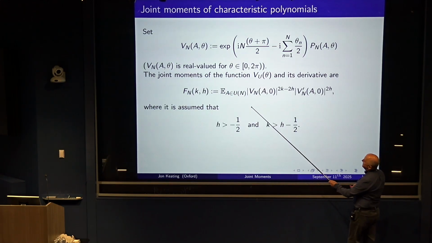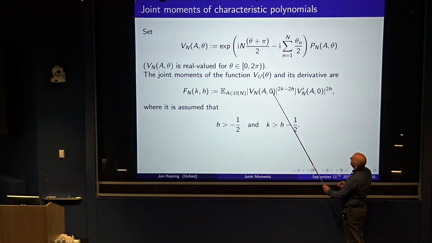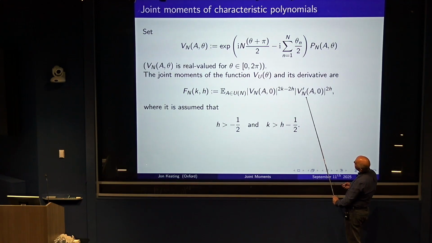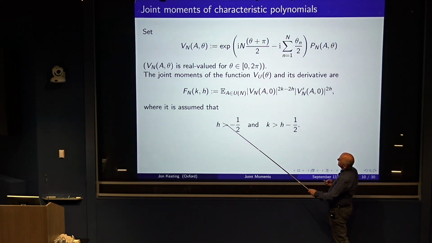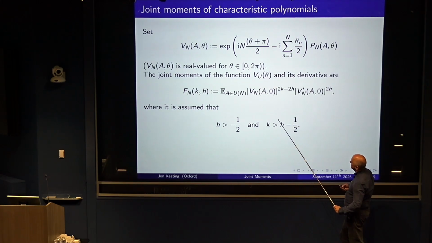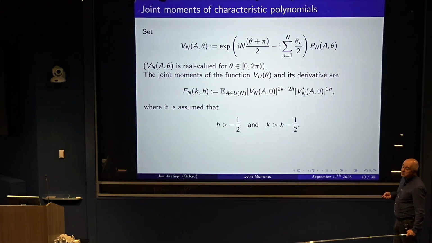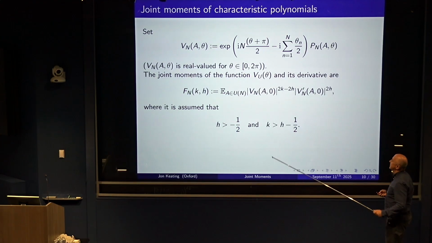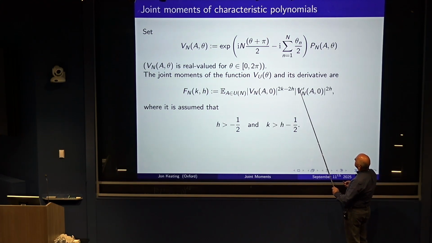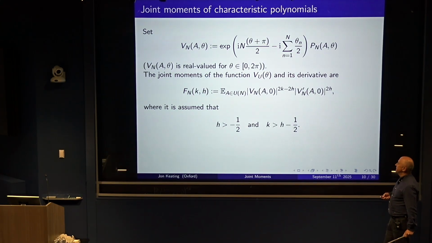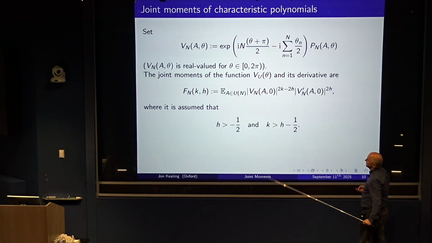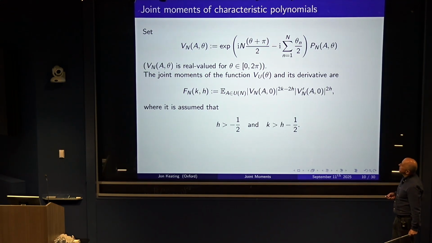And then the joint moments in random matrix theory will be the expectation value of the modulus of v raised to some power multiplied by the modulus of the derivative of v raised to a different power. These joint moments make sense provided h is greater than -1/2 and k is greater than h -1/2. If you imagine k and h to be real, you can also extend this to the complex plane, but I'll think of these parameters as being real for the purposes of this talk. That's where these joint moments make sense, in that you avoid singularities coming from the zeros of the characteristic polynomial.